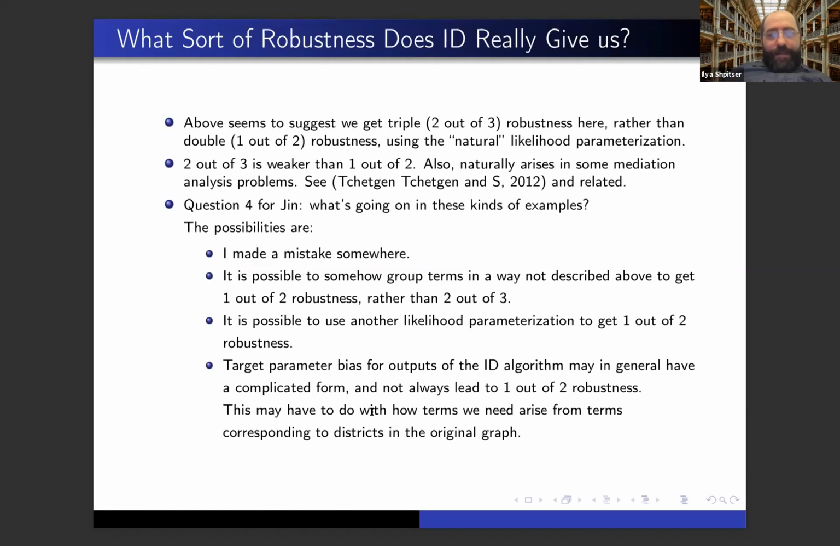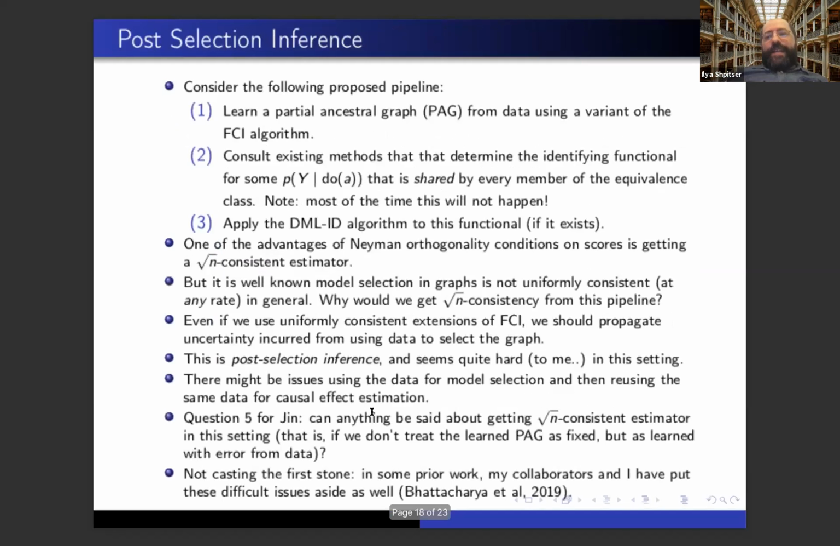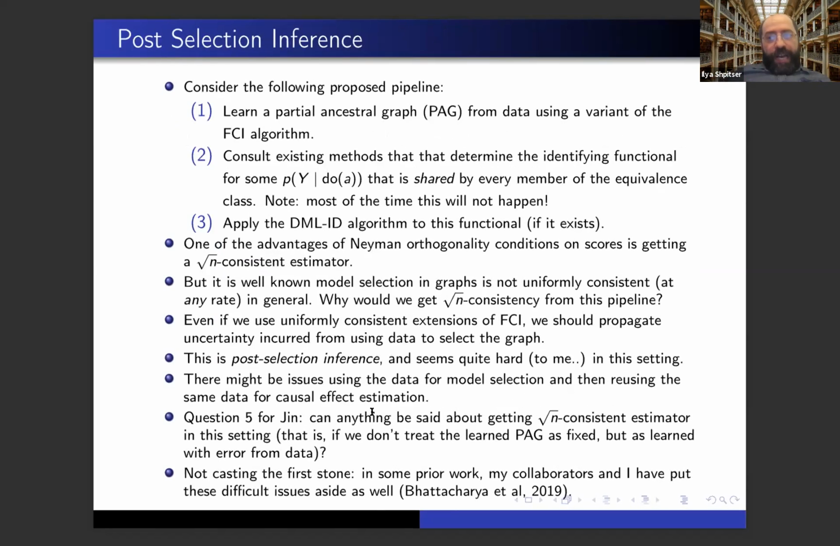Okay, so then the final contribution in this paper was what everybody calls post-selection inference. So you first do model selection, you learn the graph. Then you consult existing methods that tell you that in some circumstances, if you have an equivalence class represented by a PAG, everything in the class gives you the same functional for the effect, and then you run your algorithm there. And of course, most of the time this won't happen, but sometimes it will.